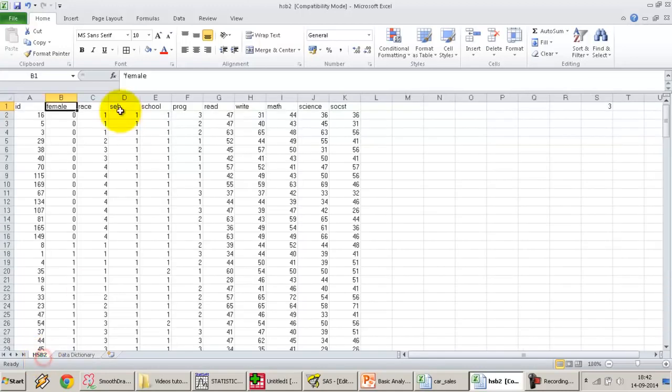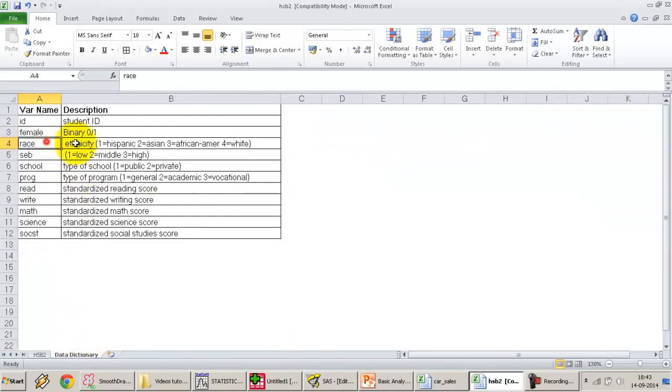Then I've got a variable which is race, right? Race over here stands for the ethnicity of the students in an American data set. So you've got the prevalent ethnicities in America represented in this data set. 1 stands for Hispanic, 2 stands for Asian, 3 stands for African American, 4 stands for white, right?